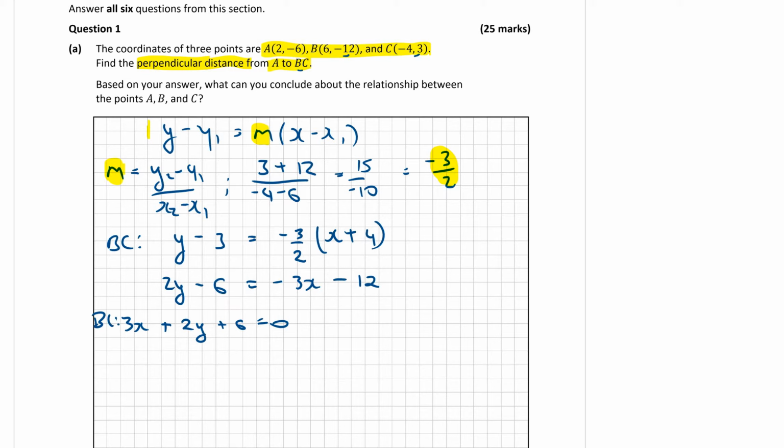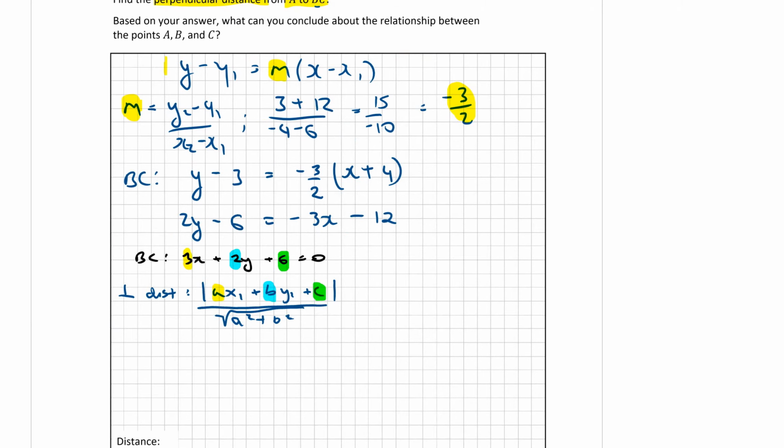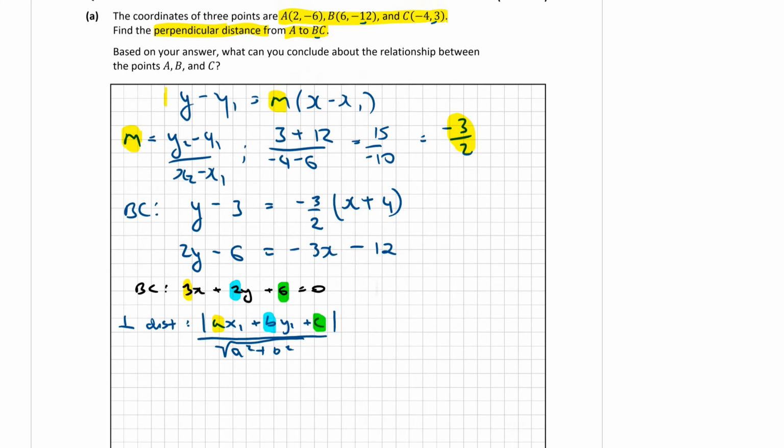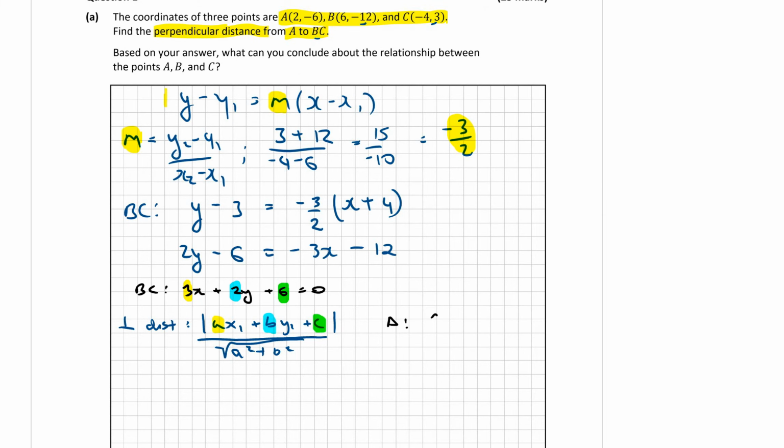So you're asked to find the perpendicular distance between A and BC. For that we need the formula in the tables, and I'll just put that in now. If our line BC is 3x plus 2y plus 6 equals 0, our perpendicular distance is going to be a, which is the coefficient of x in the line, times x1, which is the x value of your point. So it'll be the x value of A. So A here is the point 2, minus 6.